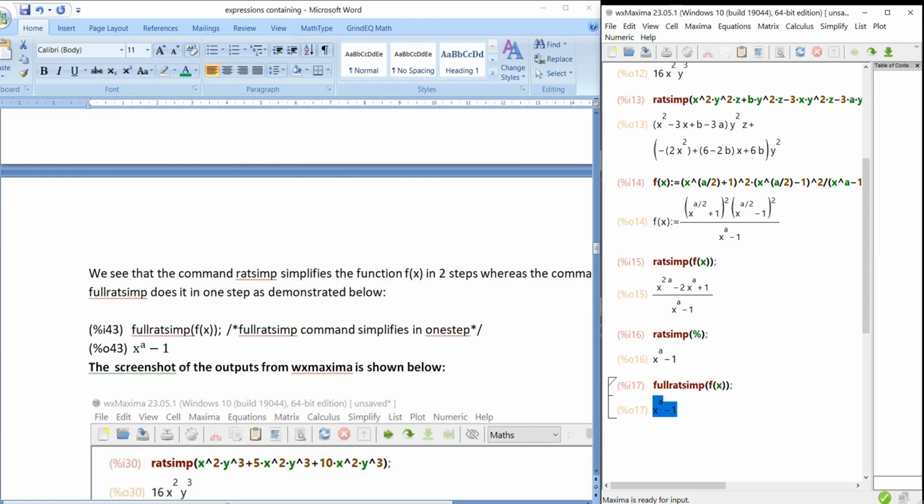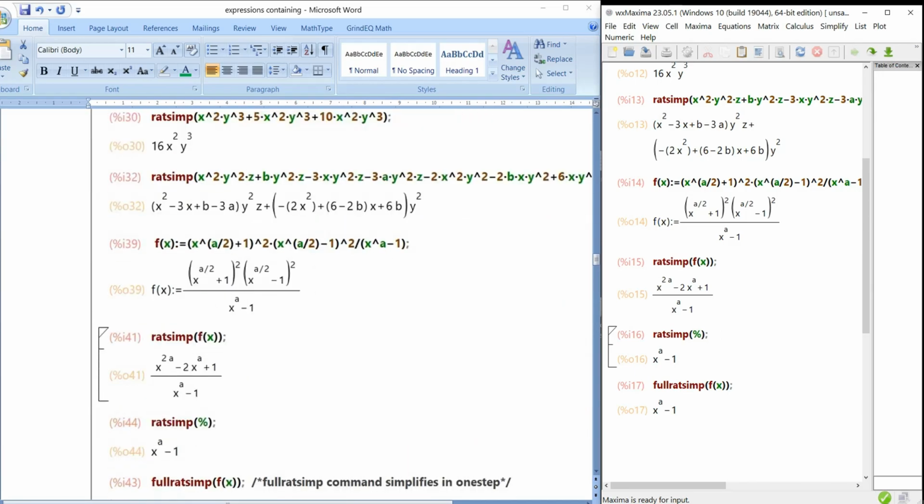This answer was obtained after application of ratsimp in two steps, input 15 and input 16. Fullratsimp has given the output in a single step. In cell number 17, the answer has been obtained which was obtained earlier in two steps. So fullratsimp has done the trick for us. It has simplified the expression in a single step instead of applying ratsimp twice.